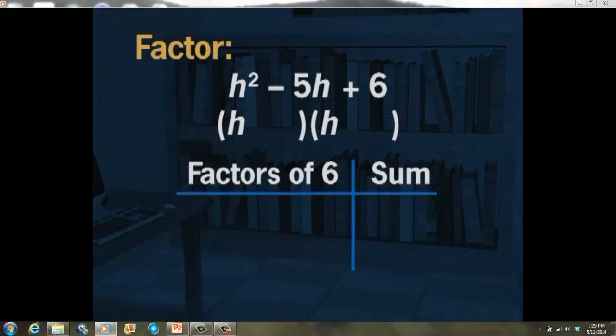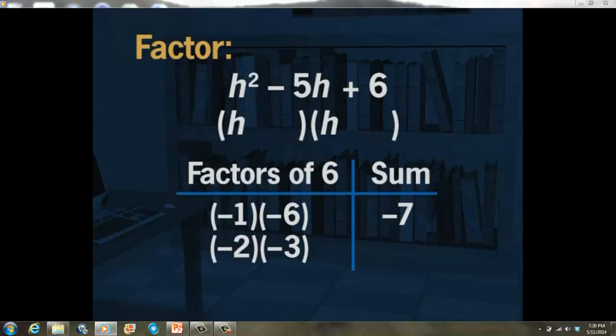Okay, I follow that. So the factors could be negative 1 and negative 6, but their sum is negative 7. Negative 2 and negative 3 add up to negative 5. So the factors are h minus 2 and h minus 3. I checked it using FOIL, and it works.